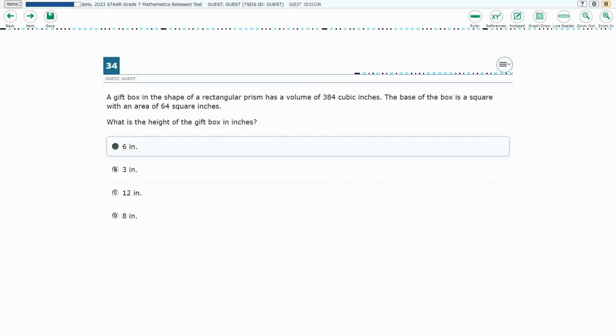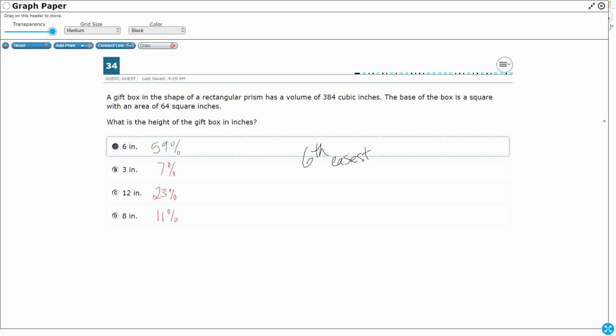Let's see how we did across the state of Texas. You can see this is the sixth easiest problem. Almost 3/5 of our students got it correct. So let's take a look at C. What's the confusion there? Well, remember we had our rectangular prism, and they went ahead and gave us all of the dimensions that we need. We didn't need to calculate the base. If we are a little bit confused there, we still see our volume as 384, but if we're not used to getting the entire base, that's that 64 inches.